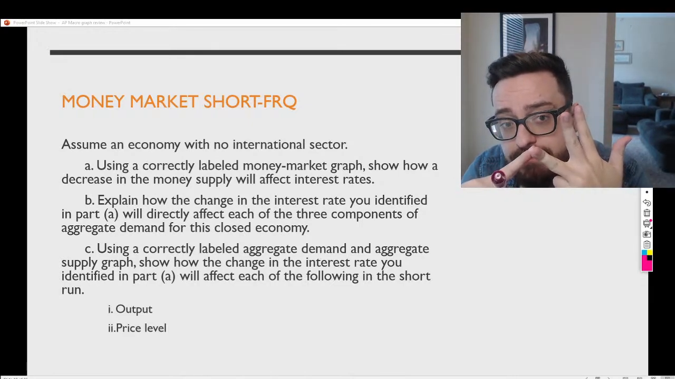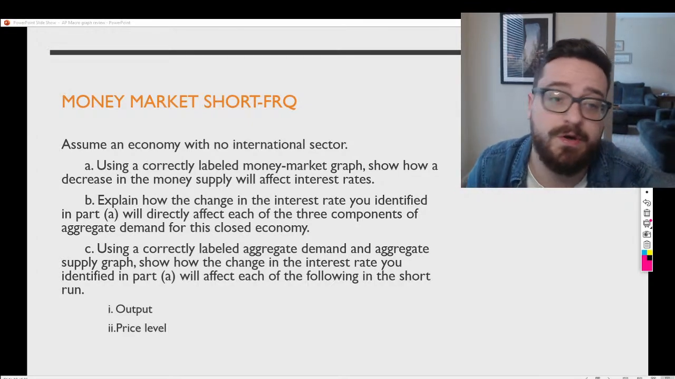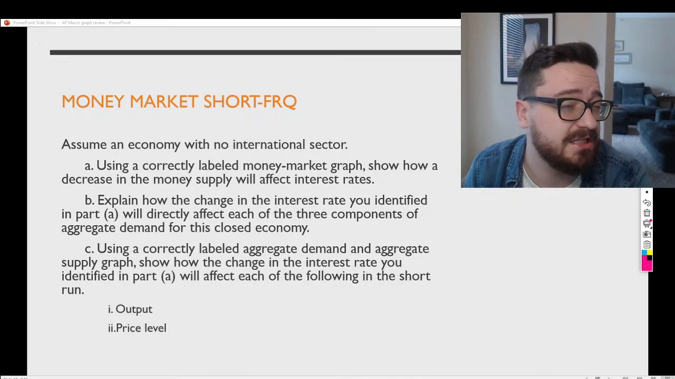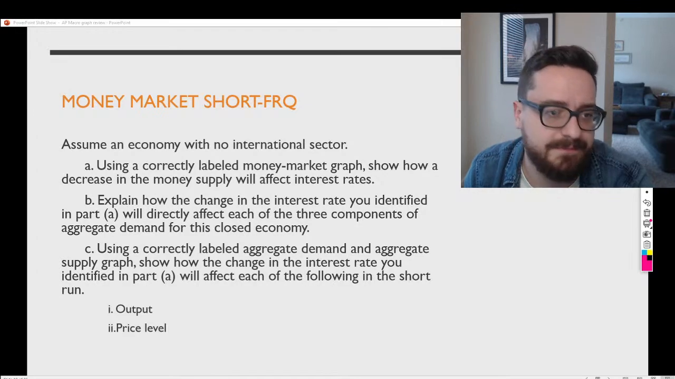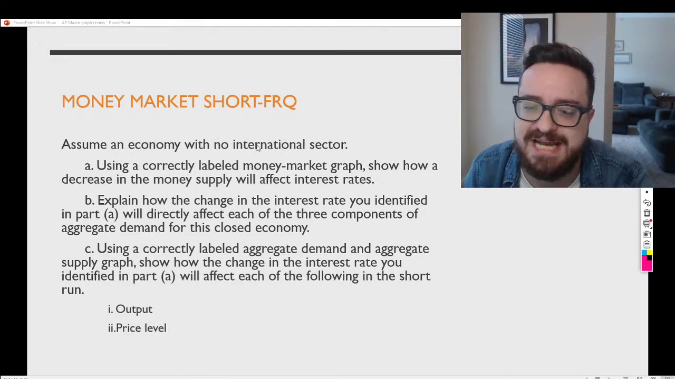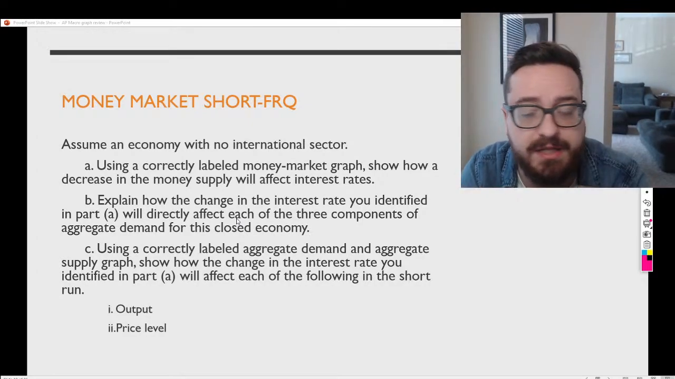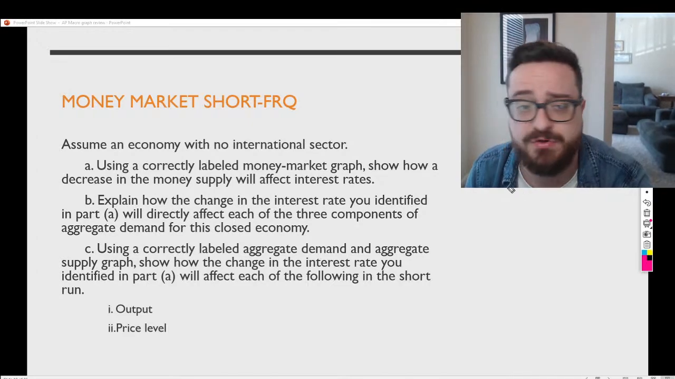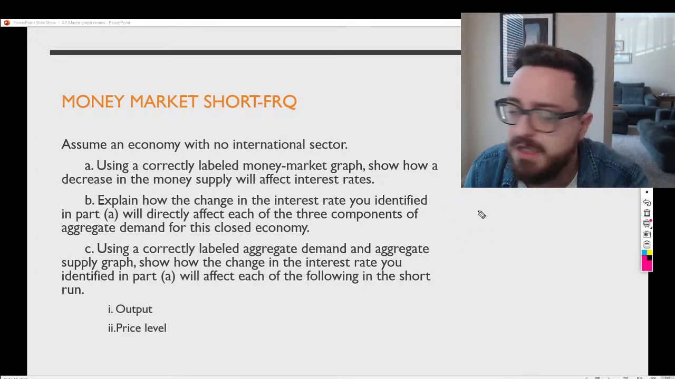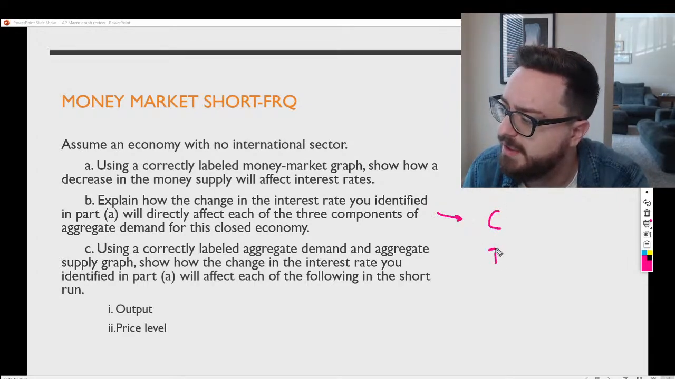Net exports would assume that you're buying things from other countries, and this country, for whatever reason, I guess just to add a layer of difficulty, because the rest of this question is kind of easy, doesn't trade. There is no international sector here. They're a closed economy. They do not trade with anybody, which is fine because it would have been weird to explain how the interest rate affected net exports. I would have had to write quite a bit to get there. But I got to explain how it affects consumption spending, investment spending, and government spending.